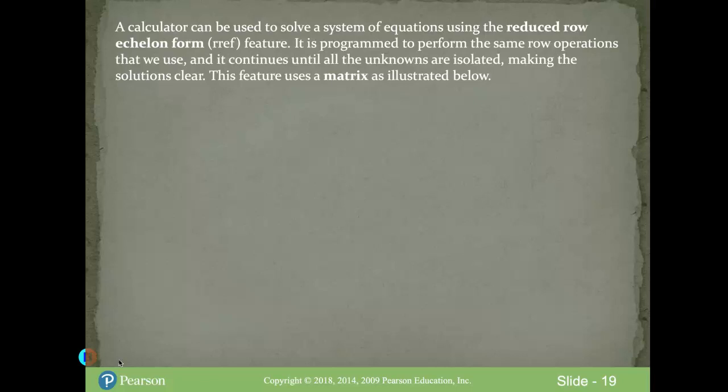A calculator can be used to solve a system of equations using what's called the reduced row echelon form, or rref, feature within the calculator. It's programmed to perform these row operations that you will experience from reading the text and doing problems algebraically, and it continues to do those operations until all the unknowns are isolated, making the solutions clear. This feature also uses a matrix.